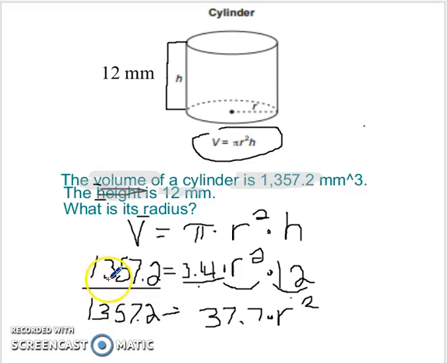Make sure you're doing that. Make sure after you solve something, like I solved 3.14 times 12, I look back and I say, oh, I didn't do anything with this radius squared. I need to bring that down. I didn't do anything with this. I need to bring that down.